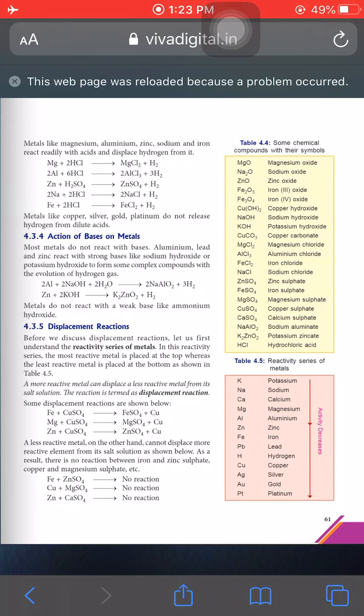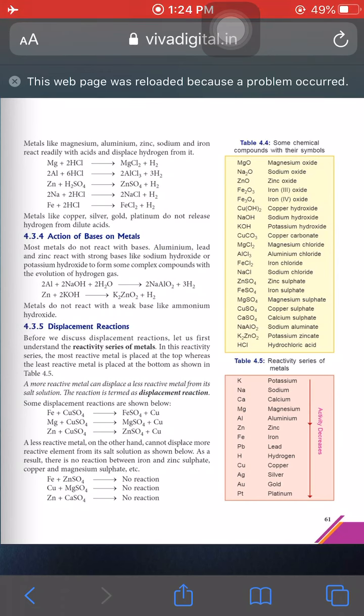So here we take an example of iron. The symbol of iron is Fe. When we react iron with copper sulfate, it replaces copper and forms iron sulfate. Why does iron replace copper? Because iron is more reactive than copper. Next, magnesium replaces copper from copper sulfate because magnesium is also more reactive than copper, similarly zinc.